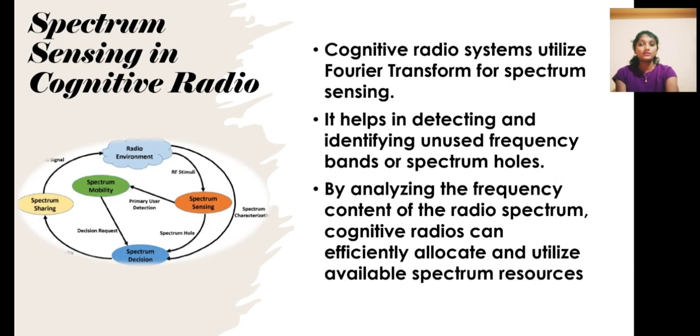So the next is spectrum sensing and cognitive radio. Cognitive radio systems utilize the Fourier transform for spectrum sensing. It helps in detecting and identifying unused frequency bands or spectrum holes. By analyzing the frequency content of the radio spectrum, cognitive radios can effectively allocate and utilize available spectrum resources.